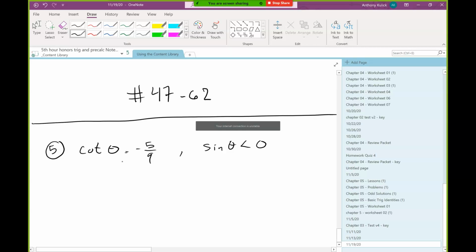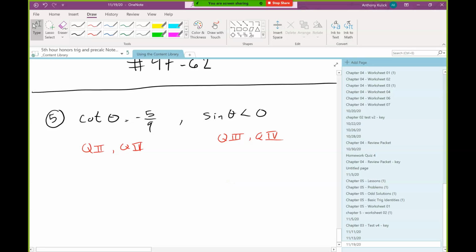So with these problems 3 through 6, you can do them 2 different ways. One way is the way that we've done before. We know that cotangent is negative in quadrants 2 and 4, and sine is negative in quadrants 3 and 4. So the triangle that we're going to draw is going to be in quadrant 4.